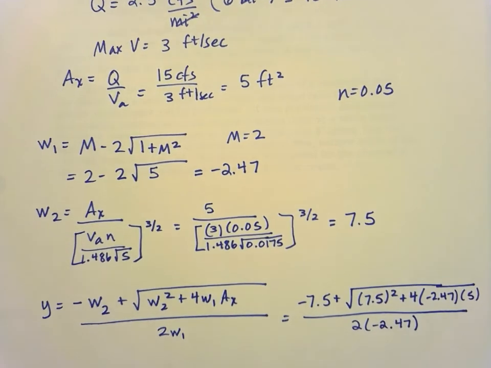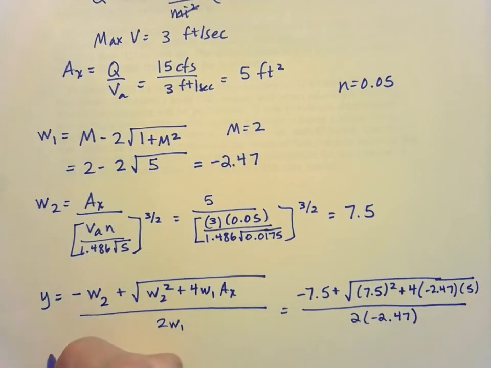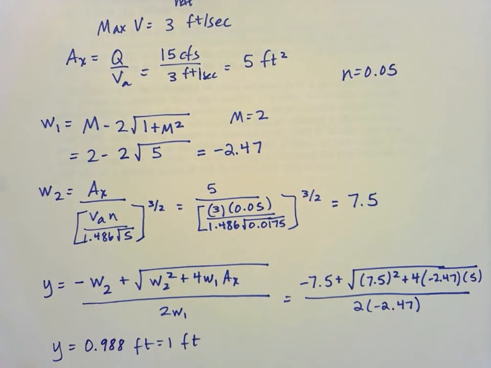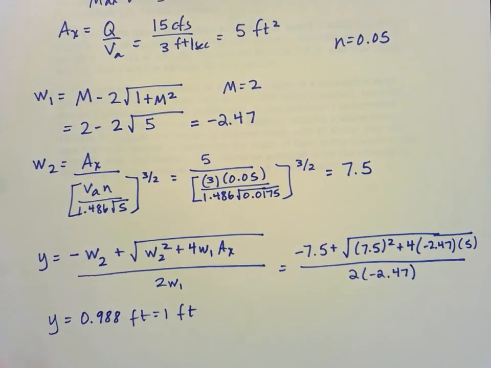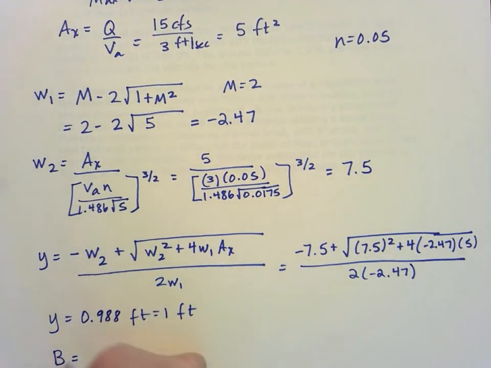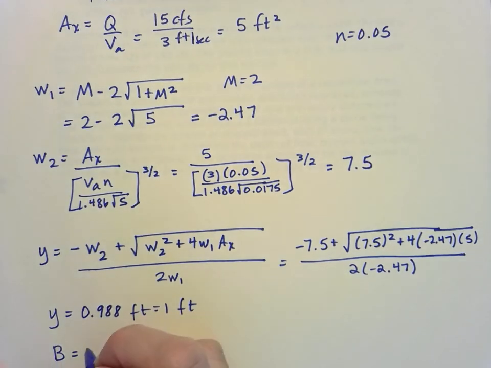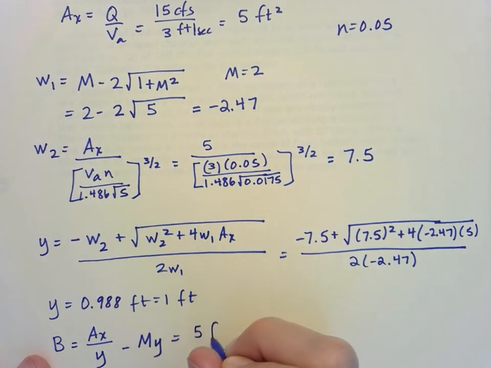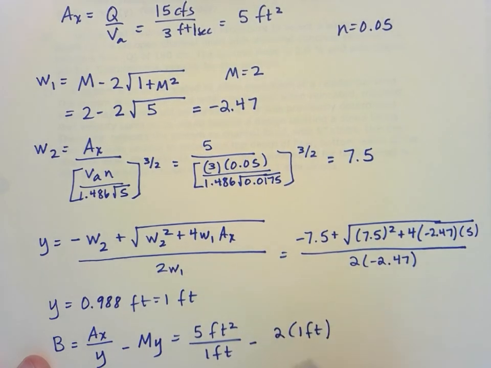And go ahead and solve that equation, and we do wind up with a y value of 0.988, so very close to 1 foot. We'll go ahead and round that up to 1 foot for what we're doing. And then from that y value, we can find the channel width by using the formula for channel width here. It's the area divided by y, minus that side slope times y. So in this case, we've got 5 square feet divided by 1 foot, minus 2 times 1 foot. So that's just 5 feet minus 2 feet. And so we do get a final bottom width of 3 feet.